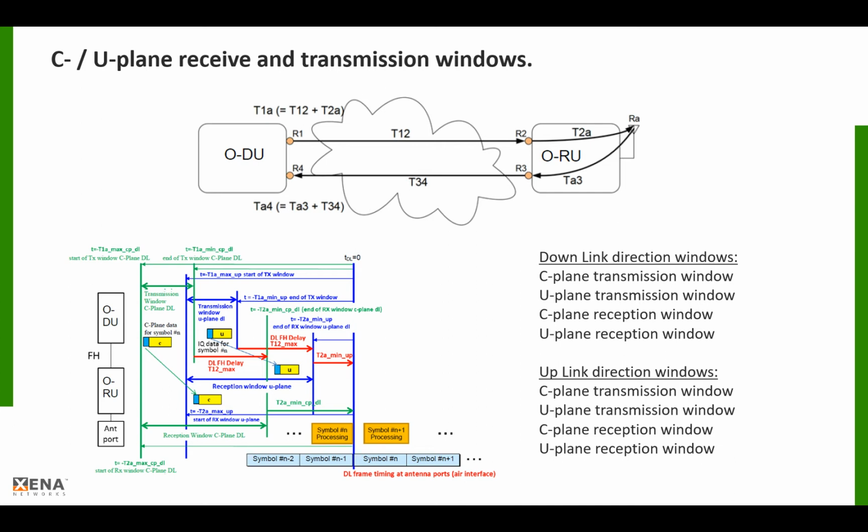In the same way as we found the DU U-plane transmission window, we can now calculate transmission and receive windows for C-plane and U-plane in both uplink and downlink directions as listed here, all of which calls for dedicated testing of the effects of the Fronthaul variable delay.